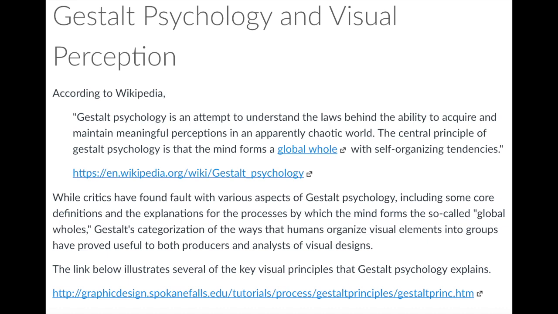And so critics have found fault with various aspects of Gestalt psychology, including some core definitions and the explanations for the processes by which the mind forms these so-called global wholes. Gestalt's categorization of the ways that humans organize visual elements into groups has proved useful to both producers and analysts of visual designs. And then there's a link to some key principles.